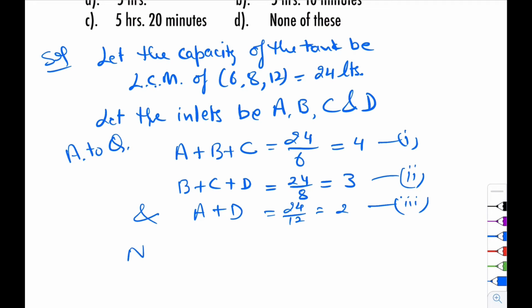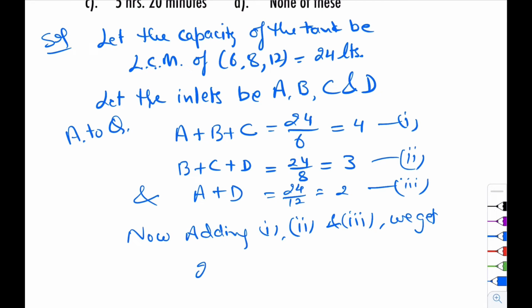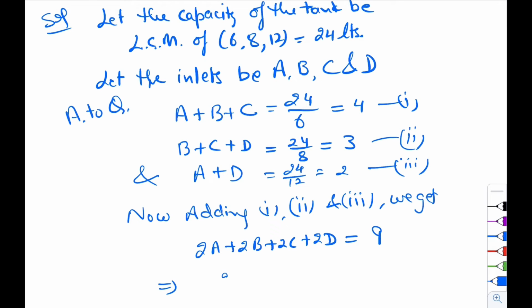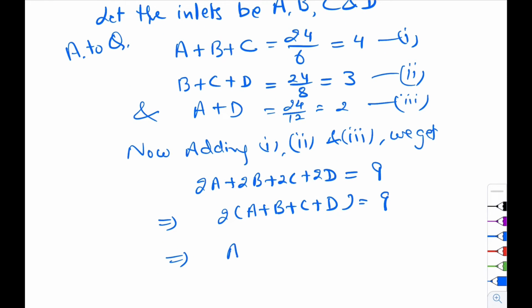Now adding equation number 1, 2 and 3, we get 2A plus 2B plus 2C plus 2D and this is equal to 9. This implies twice of A plus B plus C plus D equal to 9 and this implies A plus B plus C plus D equal to 4.5.